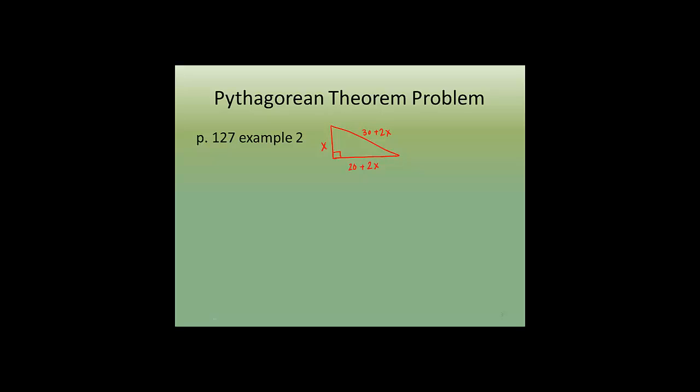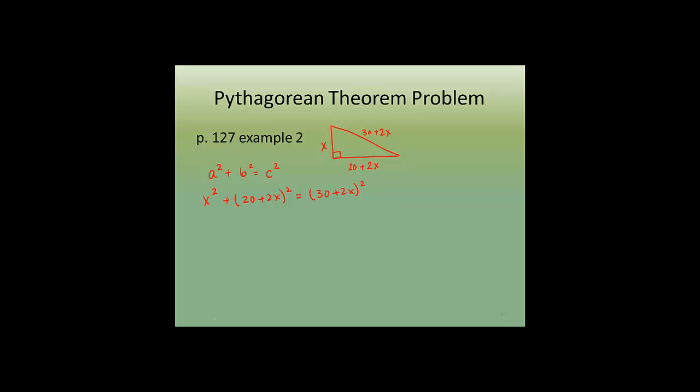This is a Pythagorean theorem problem so that I can find the value of x. The Pythagorean theorem is a squared plus b squared equals c squared, where c represents the longest side of the triangle, the hypotenuse. So if I fill in my blanks, I will have x squared plus the quantity 20 plus 2x squared equals the quantity 30 plus 2x squared.